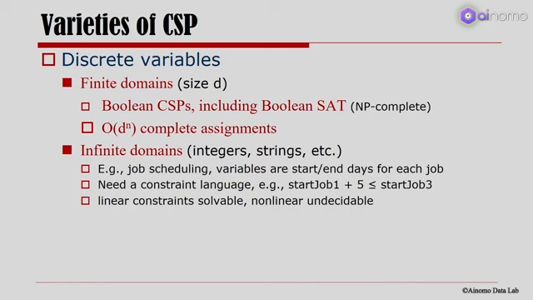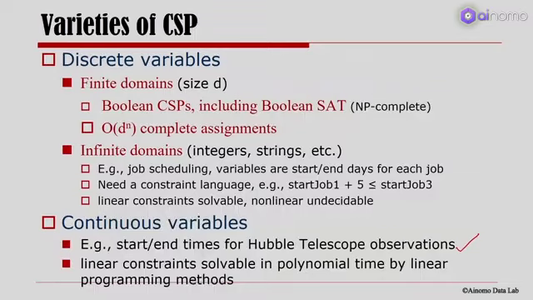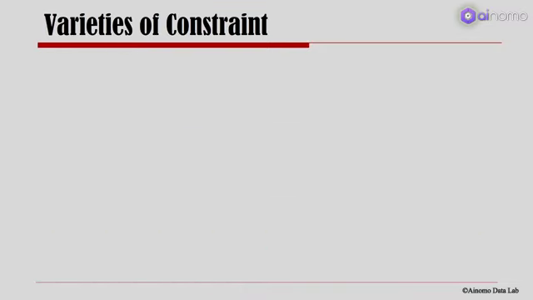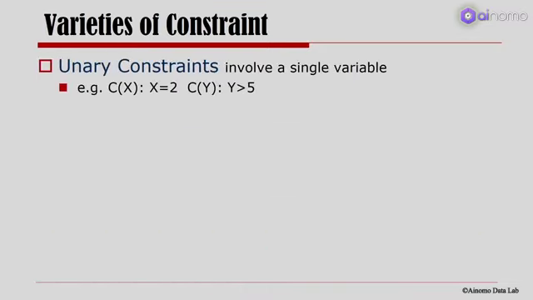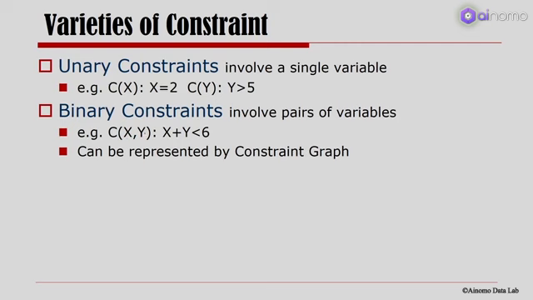Linear constraints are solvable in polynomial time for such CSPs. Varieties of constraints may be possible. We may have unary constraints, constraints that involve a single variable, or we may have binary constraints, constraints that involve a pair of variables. For example, here I have a constraint between x and y, and the sum of x plus y must be less than 6.